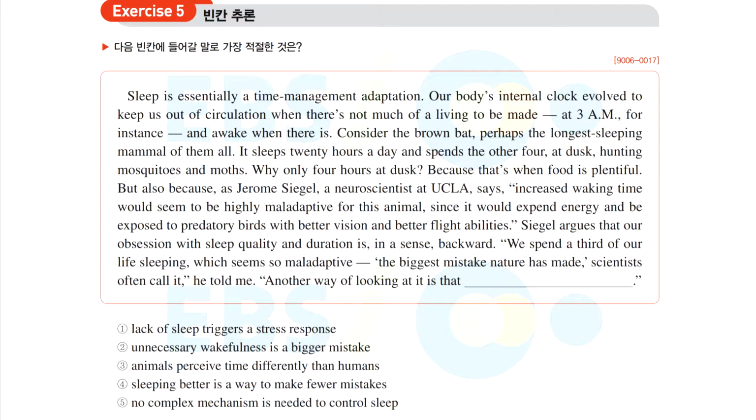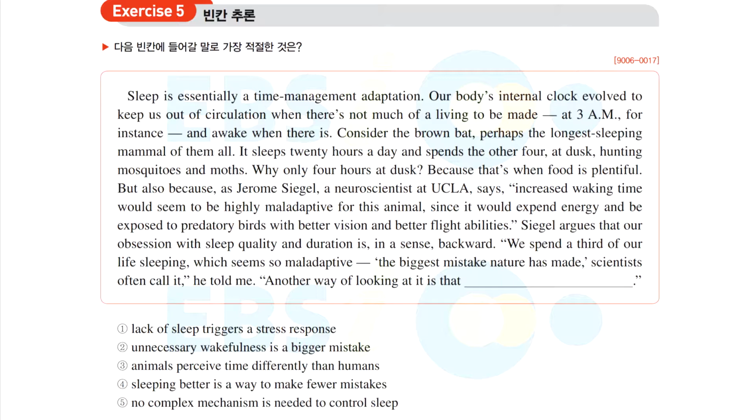Exercise 5. Sleep is essentially a time management adaptation. Our body's internal clock evolved to keep us out of circulation when there's not much of a living to be made, at 3 a.m., for instance, and awake when there is. Consider the brown bat, perhaps the longest sleeping mammal of them all. It sleeps 20 hours a day and spends the other 4 at dusk hunting mosquitoes and moths.